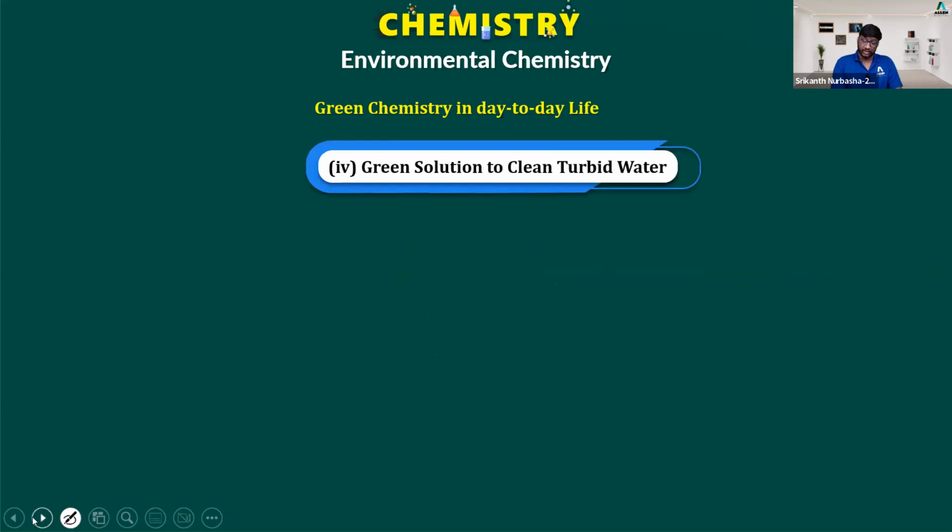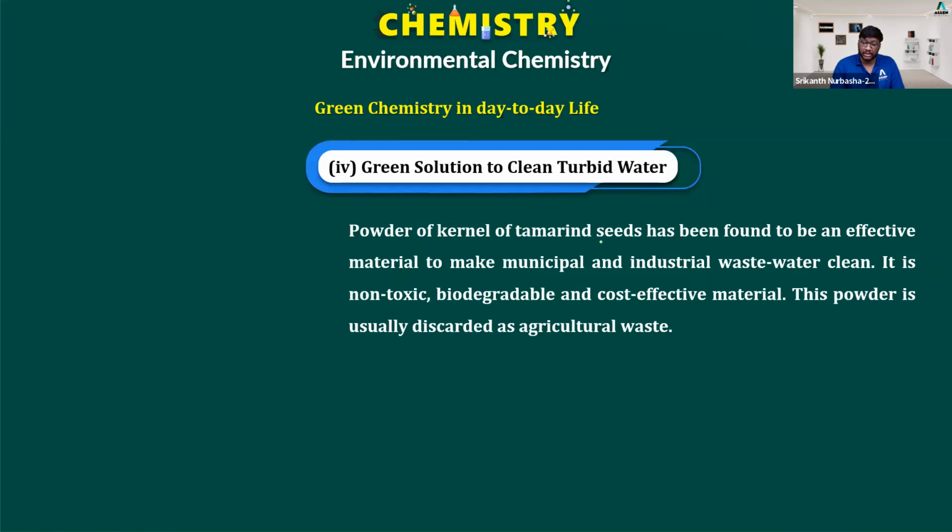Green solution to clean turbid water. Powder of the kernel of tamarind seeds has been found to be an effective material to make municipal and industrial wastewater clean. Tamarind seeds, you can just look at nature. Nature itself provides everything. We have to find which substance is used in what way and what its activity is. It is non-toxic, biodegradable, and a cost-effective material. This powder is usually discarded as agricultural waste. These are different ways to actually protect our environment.